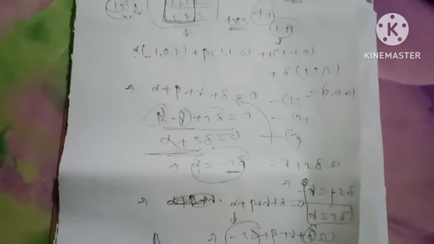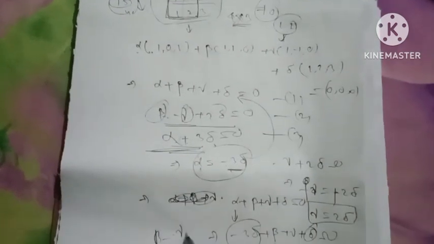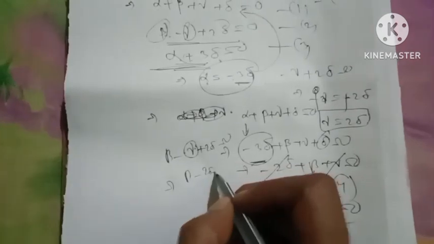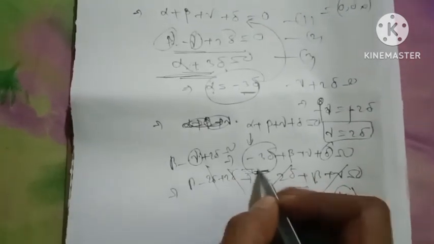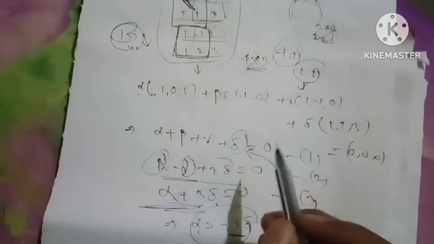So beta minus gamma plus 2 delta equal to 0. When I put gamma equal to 2 delta, so beta minus 2 delta plus 2 delta cancels. This is the equation. Then beta equal to 0, already found out. Also gamma equal to 2 delta. When I put gamma equal to 2 delta, this is the gamma.